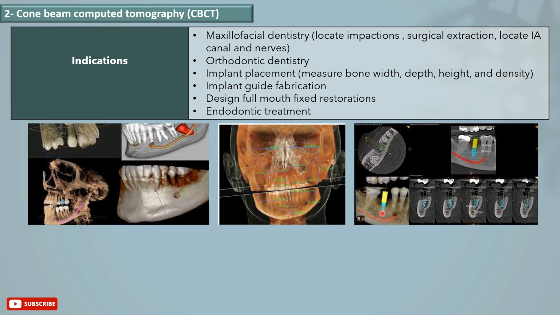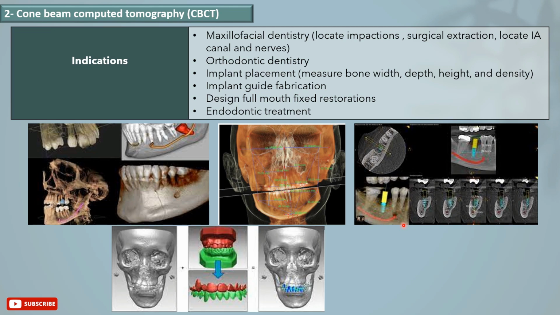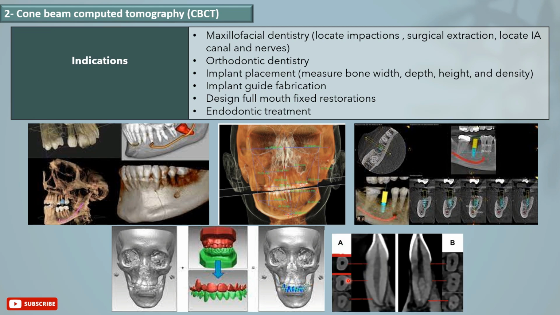It not only allows you to measure the depth, width and height of the bone, but it also allows you to measure the density of bone in the aimed area, and then you can place the implant digitally and see how it will look as a final result. It's also very useful to construct and design guides in implant guided fabrication, as well as full mouth rehabilitation, and in case of endodontic treatments in case of complex root anatomy.